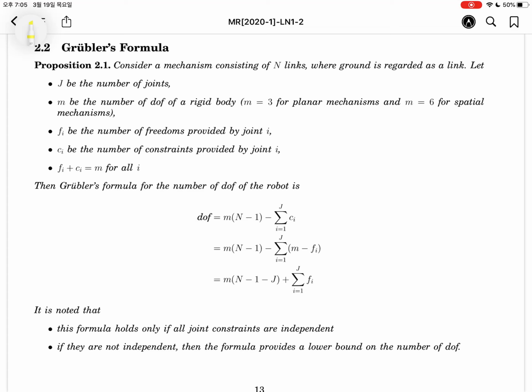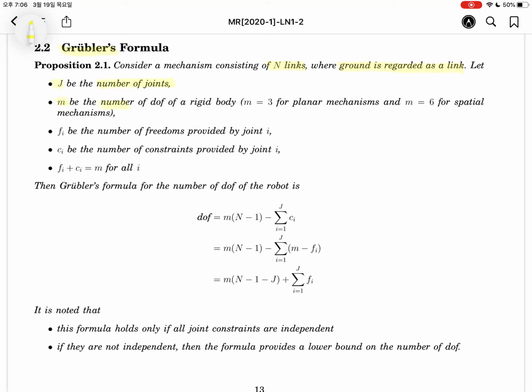This is the main topic of section 2.2, the Grubler formula, to determine how to count the degrees of freedom of a robot mechanism. Consider a mechanism consisting of n links. N denotes the number of links. We should notice that the ground is considered as a link. You should keep this in mind: the ground should be considered as a link.